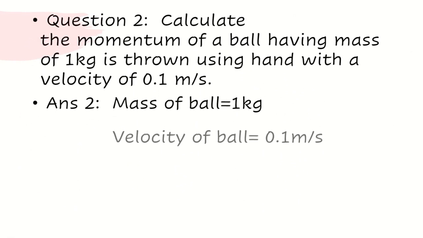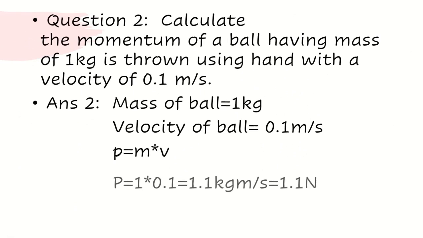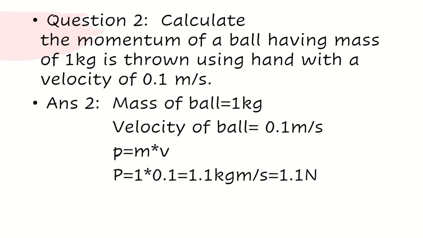Here comes the question 2. Calculate the momentum of a ball having mass of 1 kg and is thrown using hand with a velocity of 0.1 meter per second. Mass of ball is 1 kg and velocity of ball is 0.1 meter per second. So, momentum is equal to mass into velocity. Momentum is equal to 1 into 0.1, which is equal to 0.1 kg meter per second and equal to 0.1 Newton.